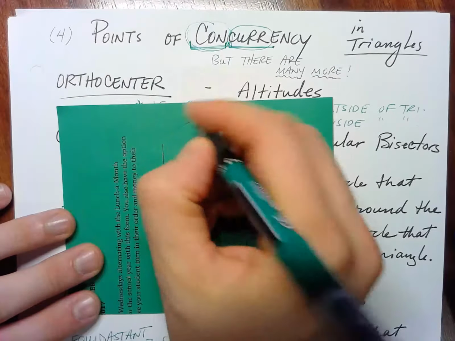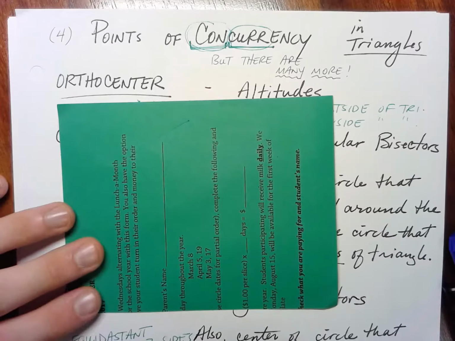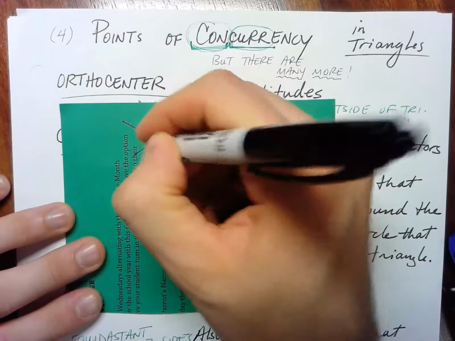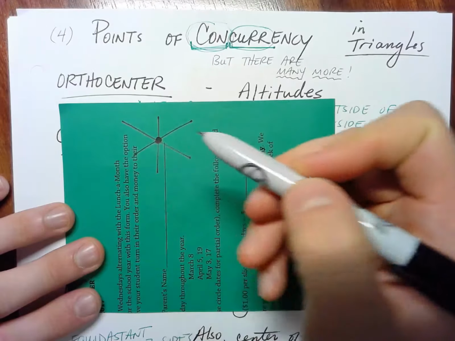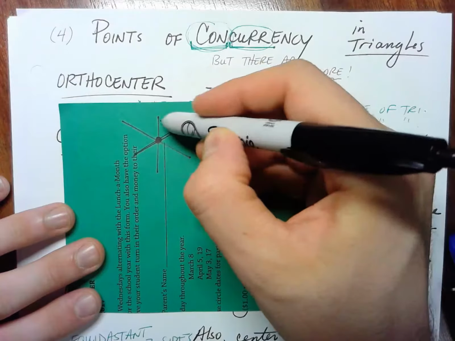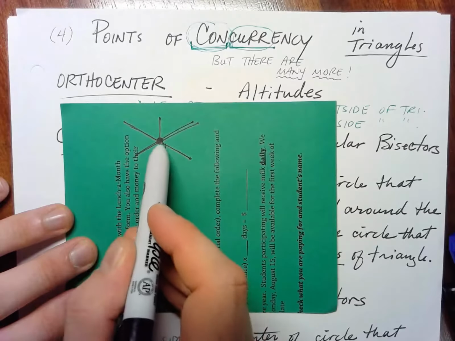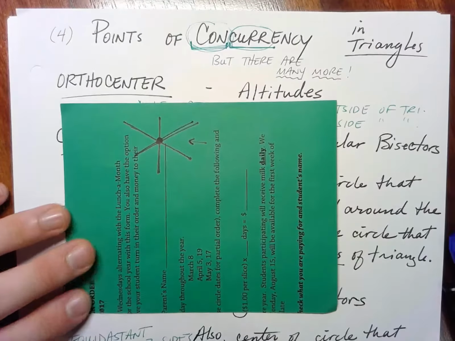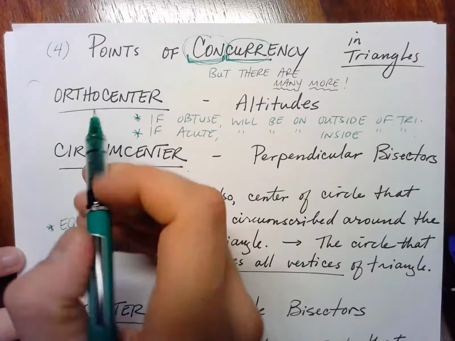Like if I had this line, oh, that doesn't work very well. Green on green does not work well. If I had this line and this line and this line, that point right there where they all come together, that's the point of concurrency, because it happens on this line, and it happens on this line, and it happens on this line. It happens on all 3 lines, so that point right there is the point of concurrency for those 3 lines. So happening together.